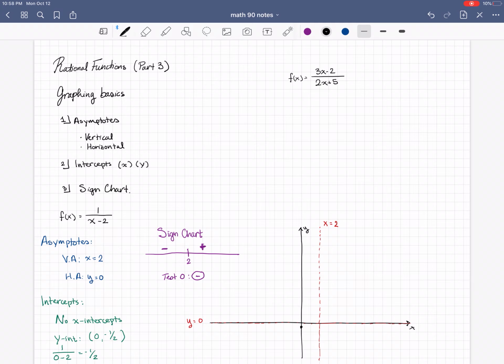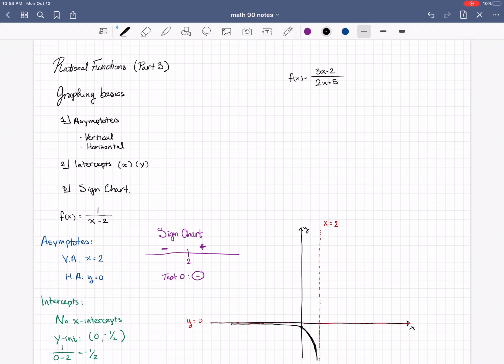And last but not least, the sign chart. So the sign chart tells me that I am negative to the left of 2. So that means that the graph is below the x-axis everywhere to the left of 2. But I also know that I have a vertical asymptote, which means that I have this kind of plunging behavior. And I have a horizontal asymptote, which means that I approach 0 without ever actually getting there. So that's what I have happening to the left of 2.